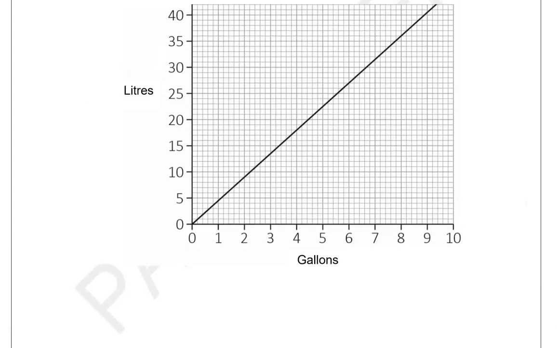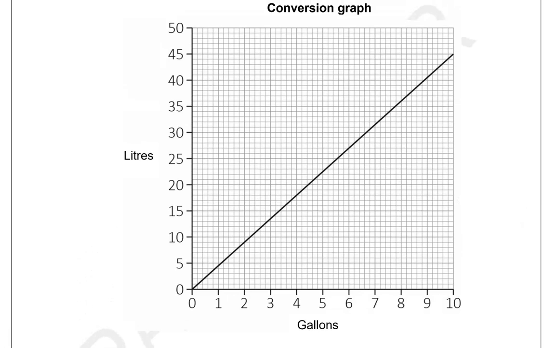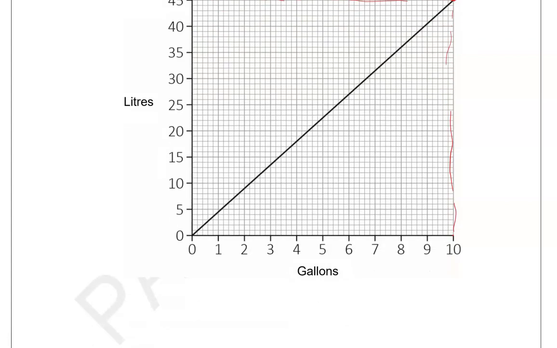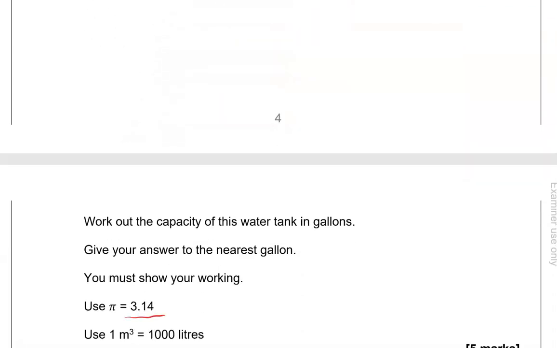So let's see how the graph will help us. In this graph we can't really work out what 4000 liters is equal to in gallons along those lines. So what we're going to do is use this to work out the ratio. As you can see, we've got, for example, 10 gallons is equal to 45 liters. So let's use that. 10 gallons is 45 liters.